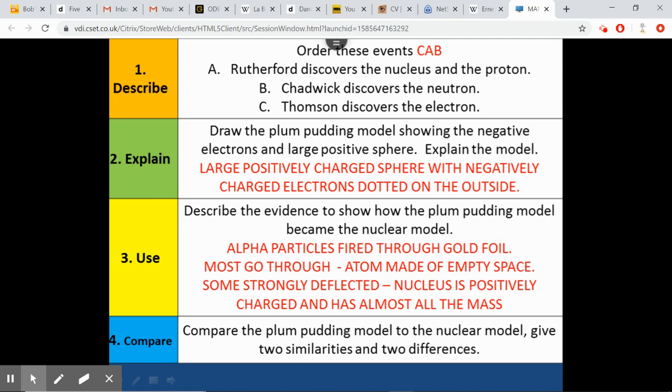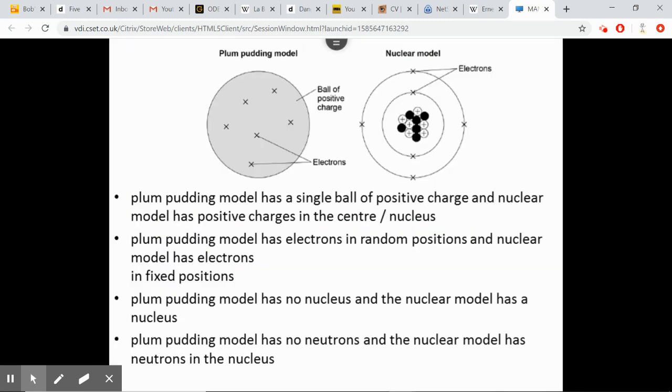And then finally, compare the plum pudding model to the nuclear model and give two similarities and two differences. Well, here, just like hopefully you've got for the explain task, you've got the plum pudding model. So the positive charge, the whole thing's positive, and you've got these negatively charged electrons throughout it. Compared to the nuclear model, where you've got the nucleus, which is the positive protons and the neutrons in the middle, and you've got the electrons around the outside.